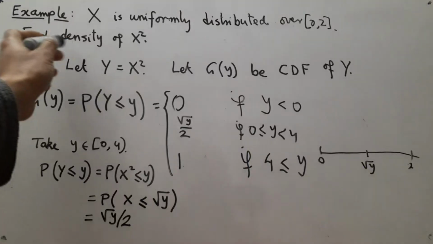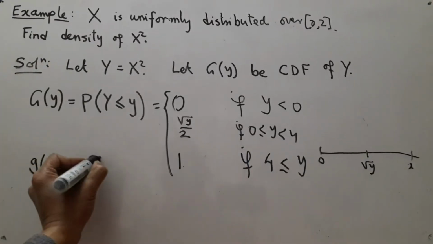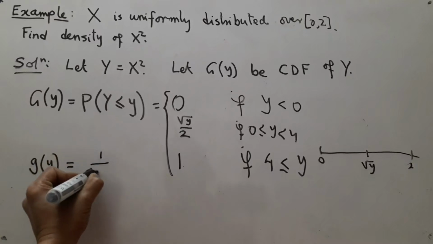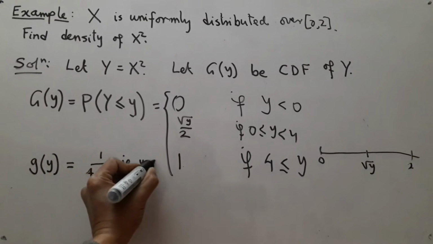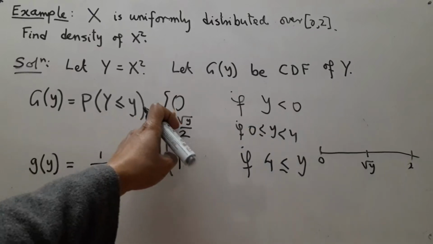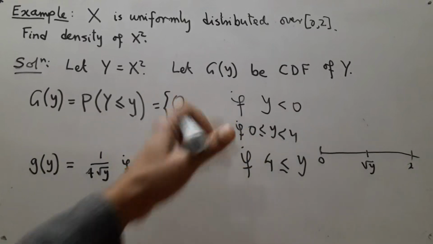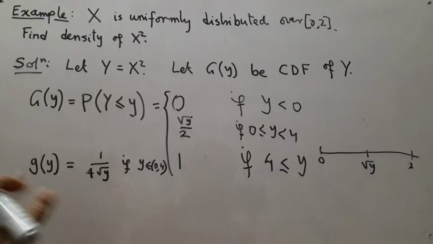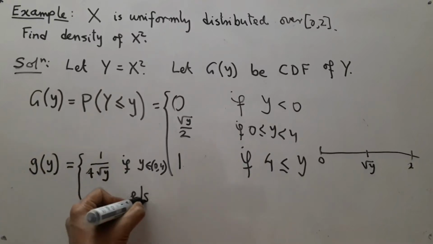They asked me to find the density. So now what I will do is, I will just differentiate it to get 1 by 4 root y if y lies between 0 and 4. I am doing the non-trivial thing first. And here it is constant, so the derivative is 0, the derivative is 0. At the end point, it is not really differentiable, so there also I set it equal to 0. So I get 0 else.